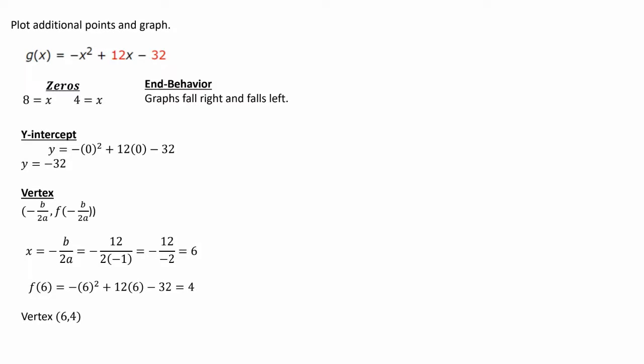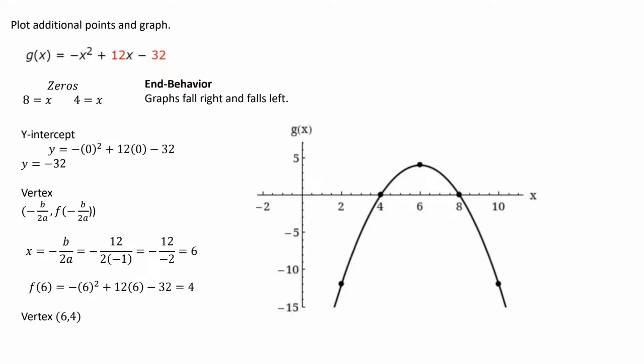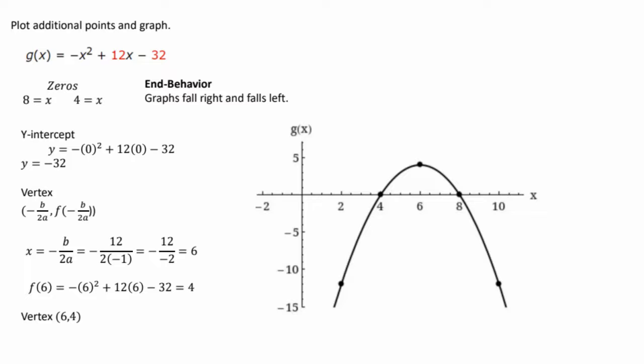To find the y value of the vertex, I just plug this value 6 back into the equation. So when I do that, I have minus 6 squared plus 12 times 6 minus 32, which gives me 4. So the vertex of this parabola is (6, 4). All right, so now with all these points, we can connect the dots and have a smooth curve, right? And hopefully at this point we know that we were dealing with a parabola, so we can smooth out that curve for that parabola, okay?